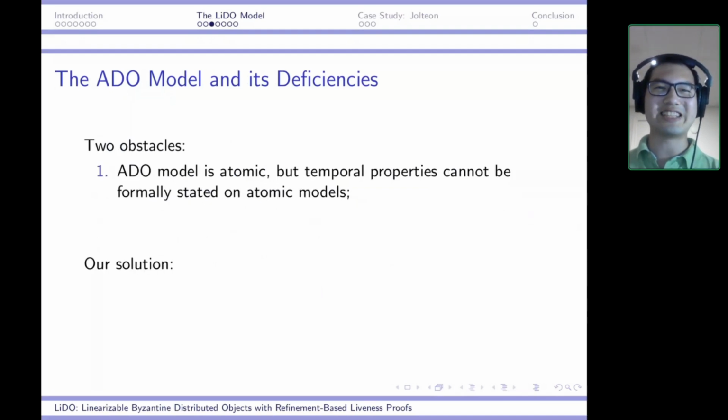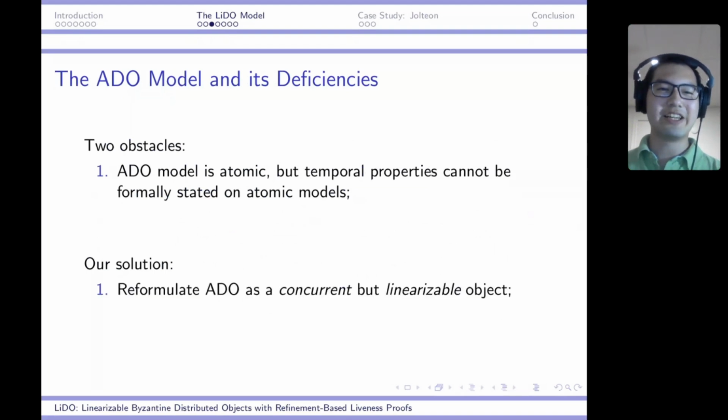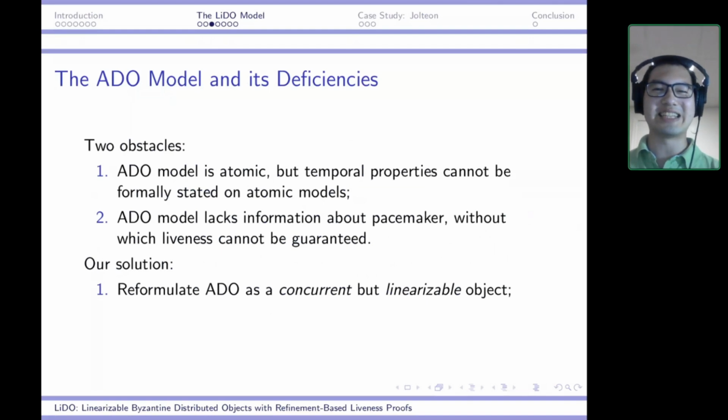Now, the ADO model was successful for benign protocols, but when we apply it to the liveness of Byzantine protocols, we immediately encounter several problems. The first, of course, is that it's an atomic model, and to say that a protocol refines the model, we reorder the network events, but in reordering events, we destroy the temporal properties. And so we reformulated ADO as a concurrent but linearizable object. The second issue is that it lacks information about the pacemaker, without which, as we have seen, we cannot do any liveness reasoning.